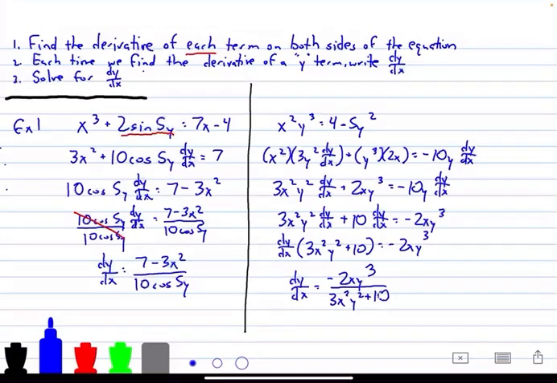So these are just two cases. Remember, once we get into implicit differentiation, that doesn't mean that we just forget about the product rule or we forget about the chain rule. We can use these in conjunction with each other. So here are just two examples of where we use them all together in conjunction with each other.